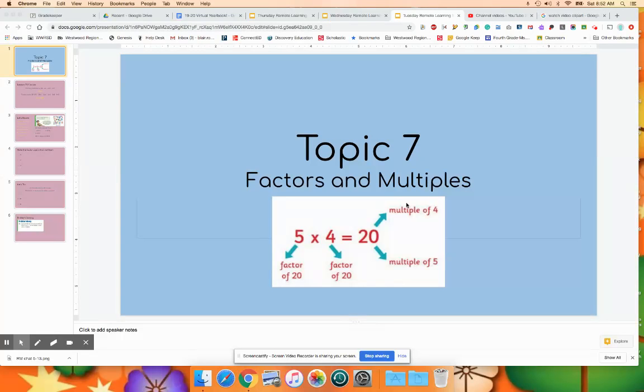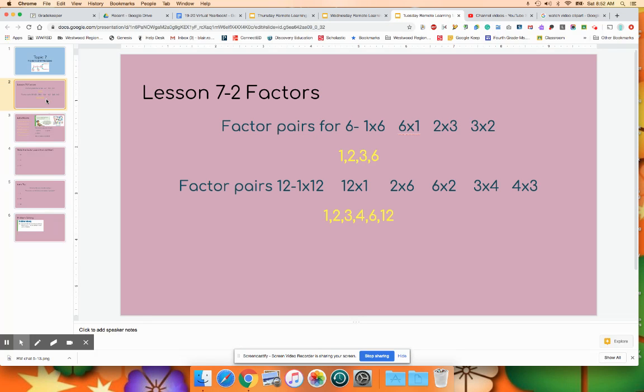We're going to move on to 7-2, continuing with factors today. We're going to take what you did yesterday with factor pairs, and now you're just going to take those factor pairs and list them from least to greatest, okay?